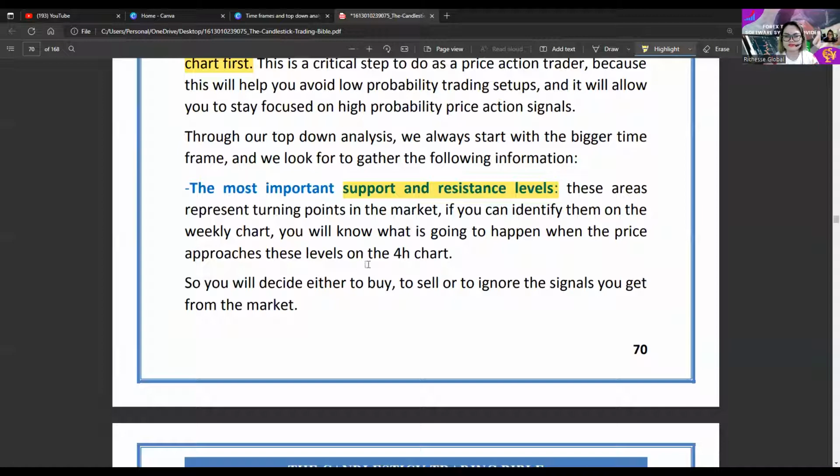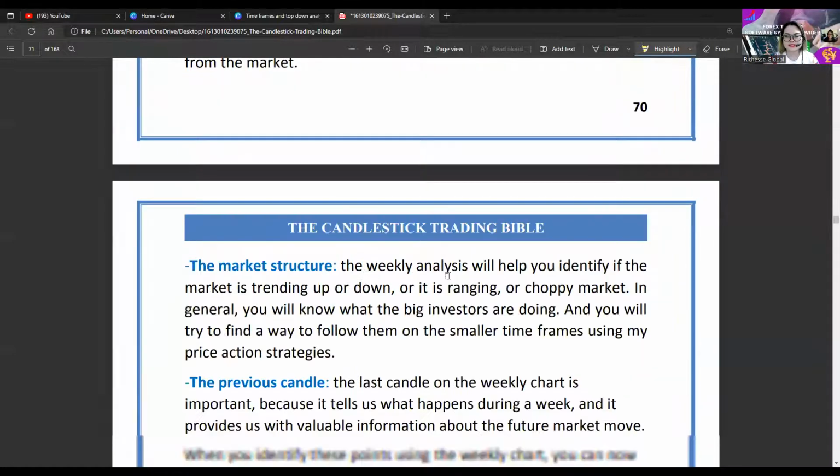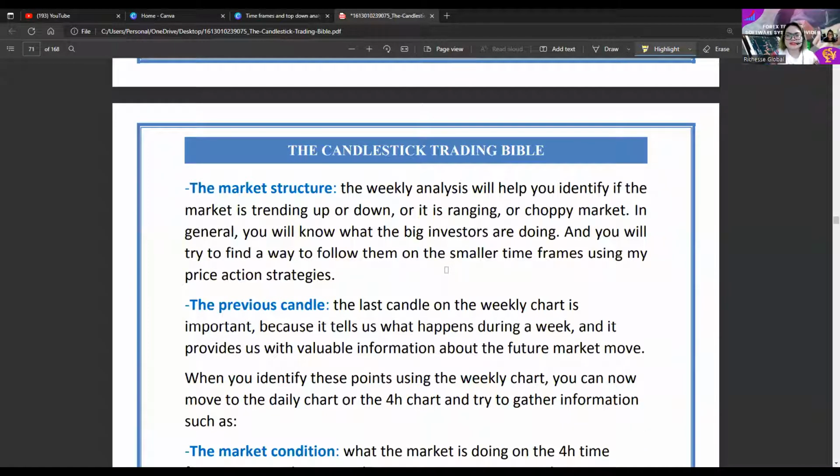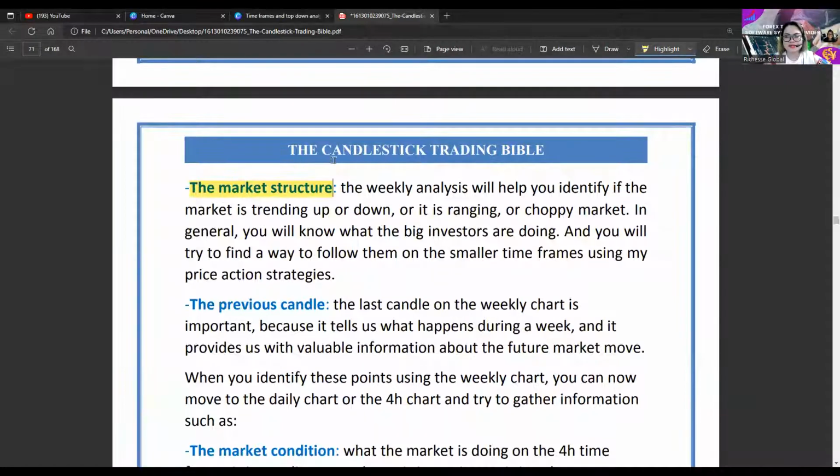Malalaman niyo po sa 4 hours kung ano yung hahanapin niyo po dun, yung ating support and resistance. And for the market structure, the weekly analysis, sabi dito kanina, for the support and resistance, ngayon naman titingnan natin yung ating market structure. The weekly analysis will help you identify if the market is trending up or down. Yung mga naalala niyo po ito, yung ating market, trending up or down, or it is a ranging market, or a choppy market. Ito po yung market structure na tinatawag.